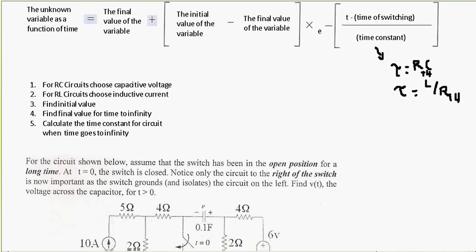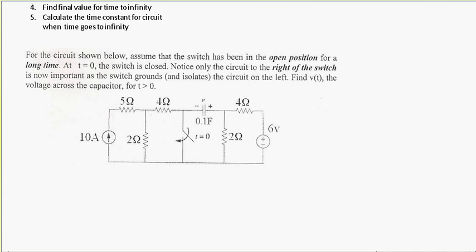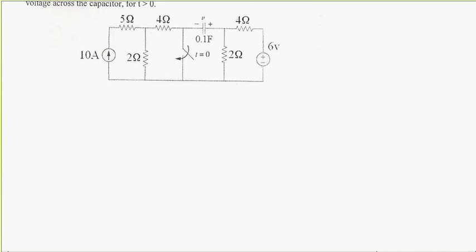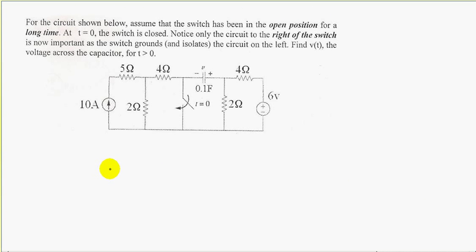Okay, if you read this carefully, it says that we have to find the initial value of our voltage. So this switch has been open for a long time. So for a long time, under steady state, capacitors pop open.